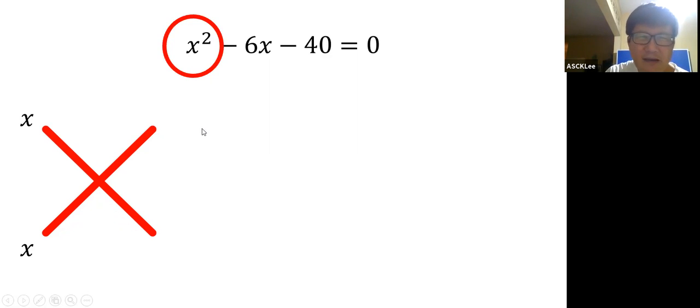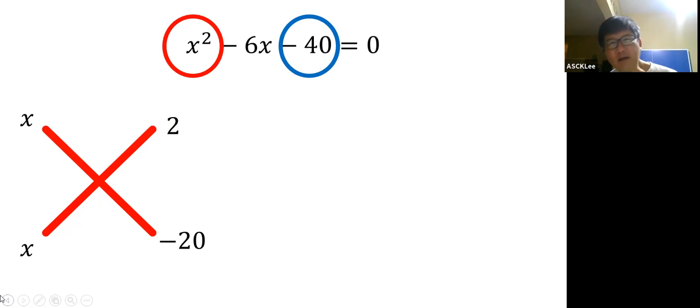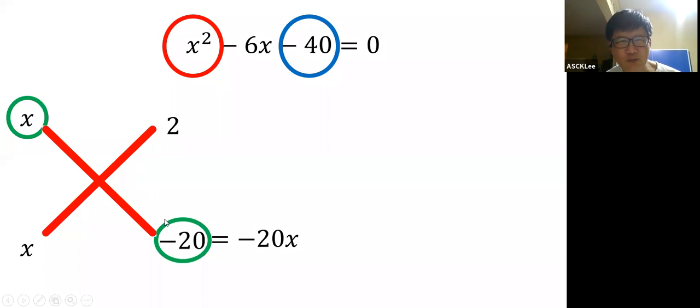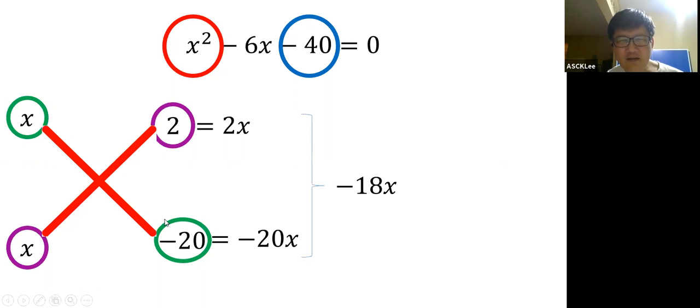So x squared is x times x. Minus 40 could be 2 times minus 20. Yes, 2 times minus 20 is minus 40. Now let's multiply them out. x times minus 20 is minus 20x, and x times 2 is just 2x. When you total this up, you get minus 18x, which is not what you want. You want minus 6x.